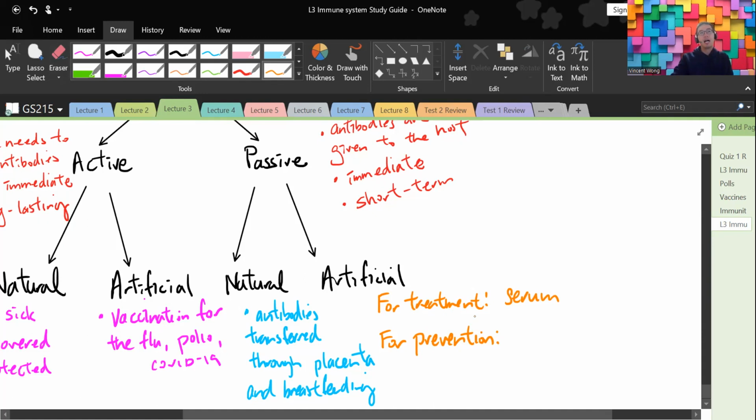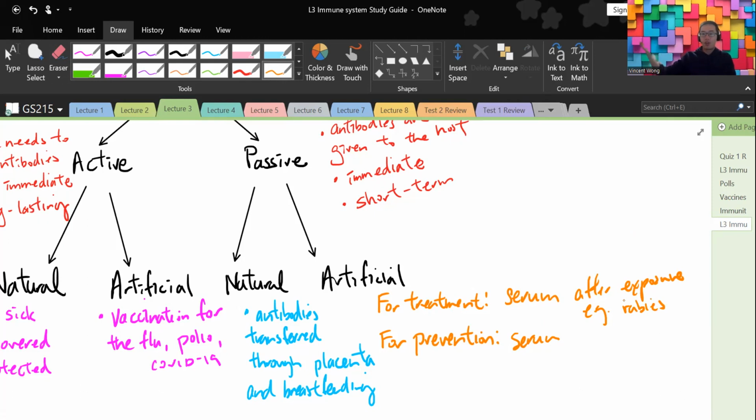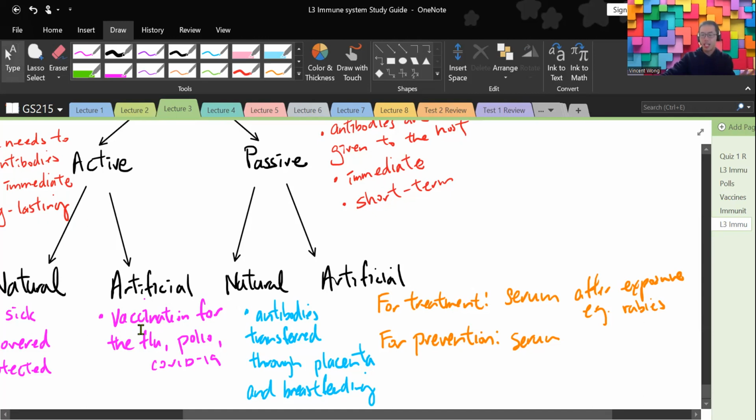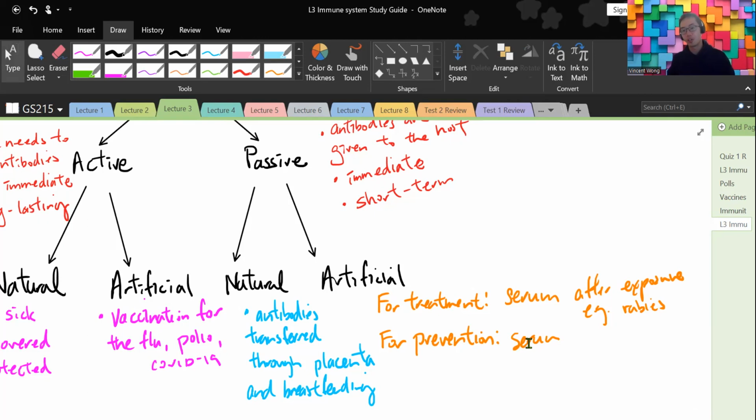Okay, for prevention, here is an example. You would also receive a serum after exposure, e.g., rabies. This one, the prevention serum, is for when you have to go away on a business trip, and where you're going has a prevalent disease, and you don't have time to get your traditional vaccine, but you want to be protected. So you would get a serum. It would give you temporary protection, and it will give it to you immediately. So when you go on your trip, you'll be protected.